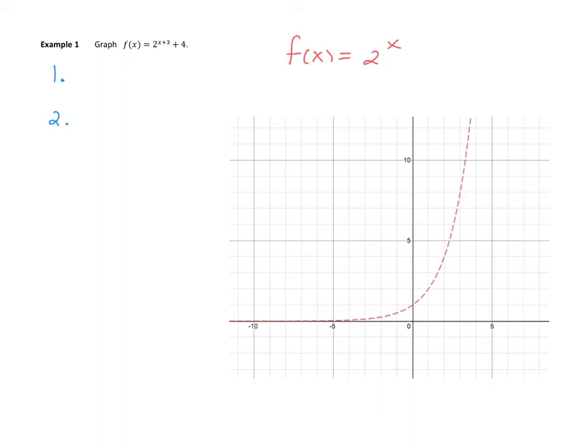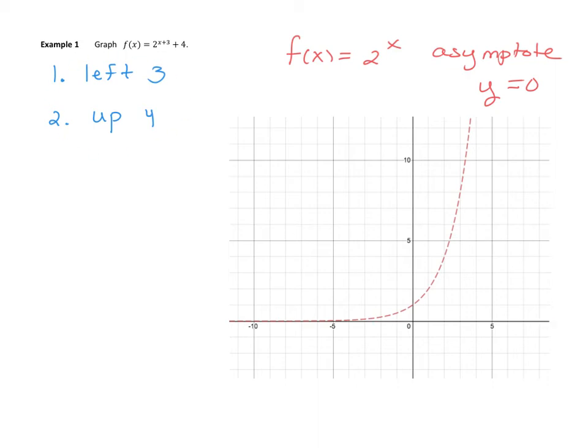First, the graph is going to go left 3. Because of the plus 3, it's changing the x's, but it'll have the opposite effect. And then this plus 4 is changing the y's, so it's going to go up 4 places. So every point on this graph will go through these two steps. But not only the function itself, but the asymptote. So just to remember, the asymptote of the equation 2 to the x is y is equal to 0.